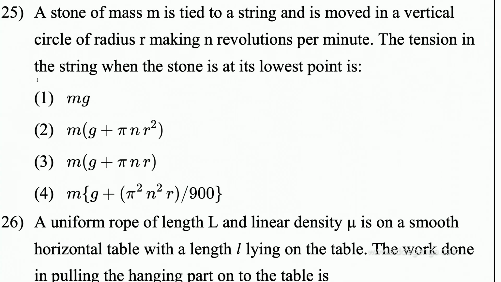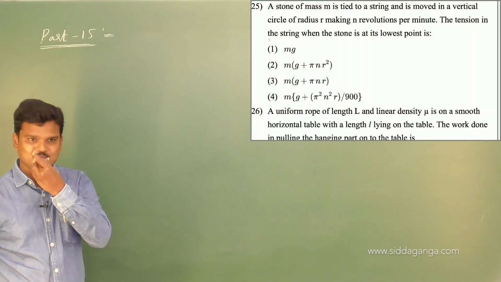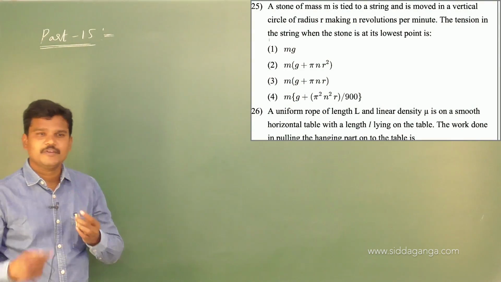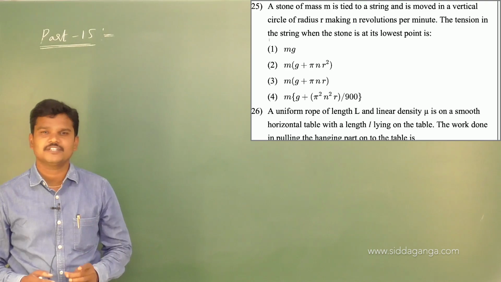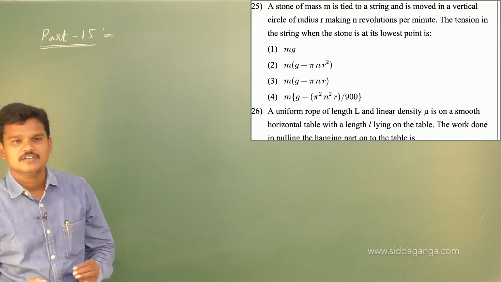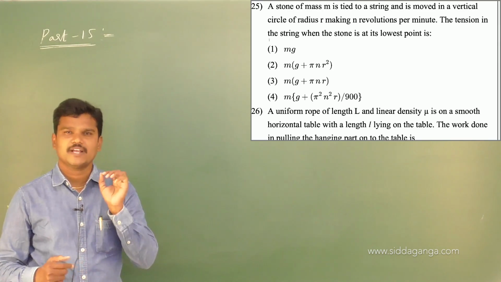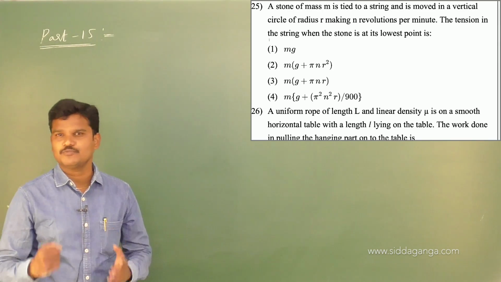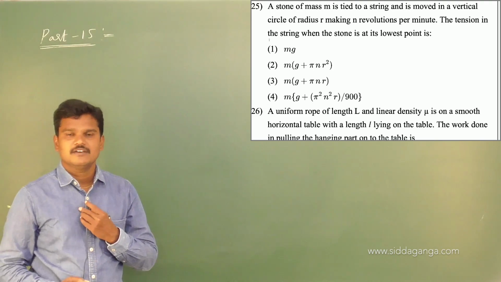See, almost in the assignment sheet, most of the questions are very easy. Still, some questions are there. Let me talk. A stone of mass m is tied to a string and is moved in a vertical circle of radius r, making n revolutions per minute. The tension in the string when the stone is at the lowest point is... See, this is also an easy question, and the remaining questions are also very easy. Every question is a matter of a minute. If you are good in formulas, you can solve each and every problem in a maximum of 1 minute. Now I am selecting some good questions.